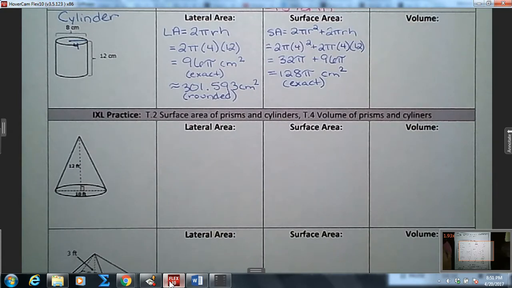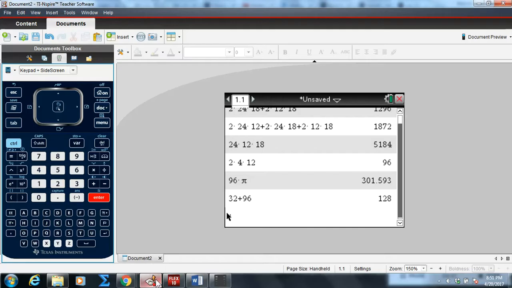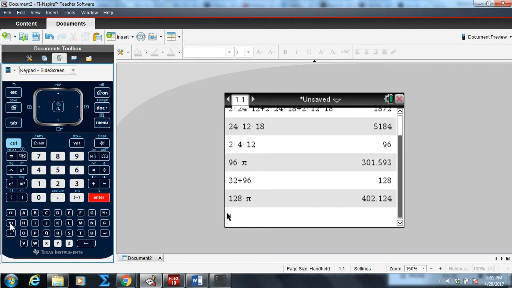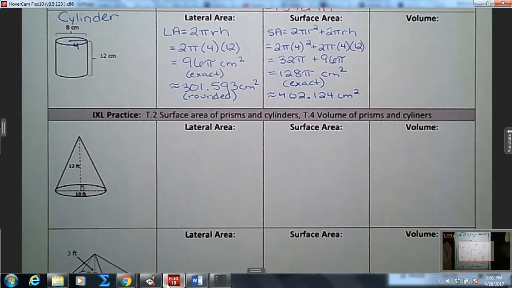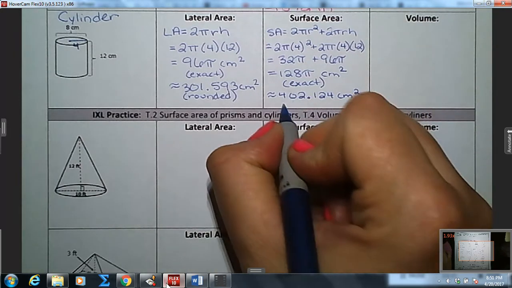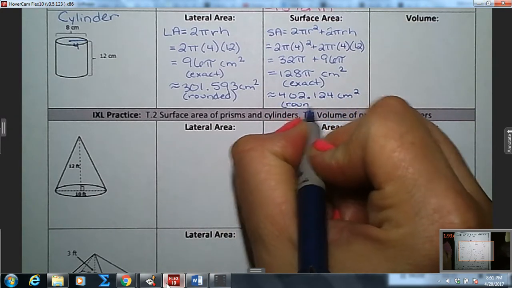Again, to turn that into a rounded value, use your calculator and multiply 128 times the value of pi. That's approximately 402.124 centimeters squared. That's our rounded answer.